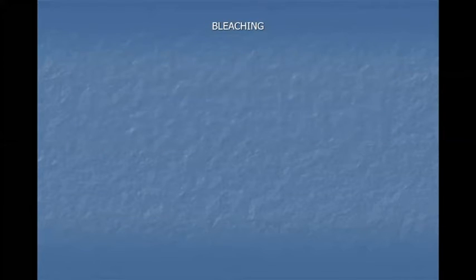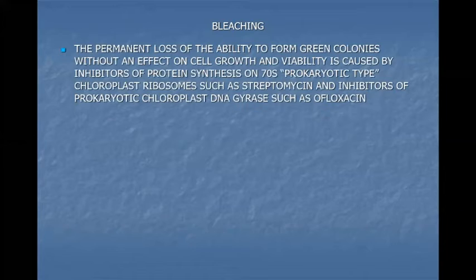Okay, the other thing I want to talk about is studies that have been done on bleaching, which again make Euglena unique. Bleaching is the permanent loss of the ability to form green colonies without an effect on cell growth or viability. And bleaching is caused by inhibitors of protein synthesis on 70S prokaryotic type ribosomes, such as streptomycin, indicative of requirement of chloroplast protein synthesis for chloroplast genome replication, and by inhibitors of prokaryotic chloroplast DNA gyrase, such as ofloxacin.